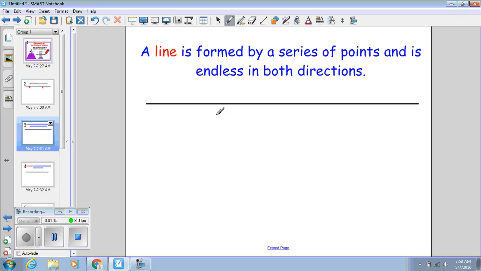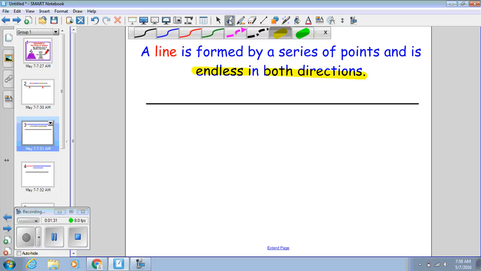Let's go to our next word to know. A line is formed by a series of points and is endless in both directions. I'm going to get my highlighter and highlight endless in both directions. Now let me grab a marker and draw a representation of a line. In order to show that it's endless in both directions, I'm going to use an arrow on this end and an arrow on this end. So this represents a line which would go on forever in both directions.